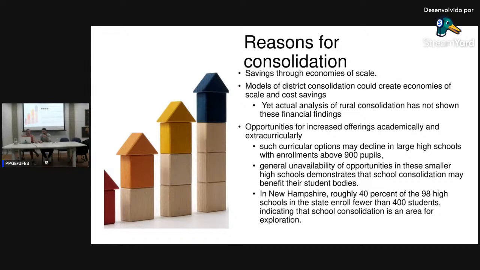But economic analyses haven't shown that is actually true when they study the economic impact.